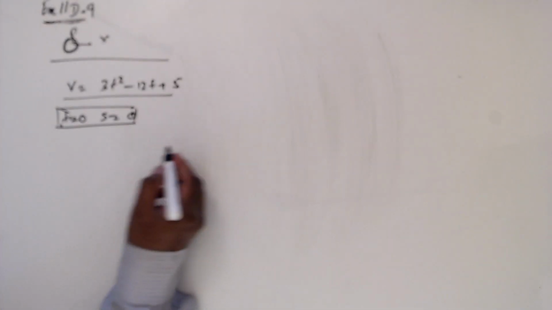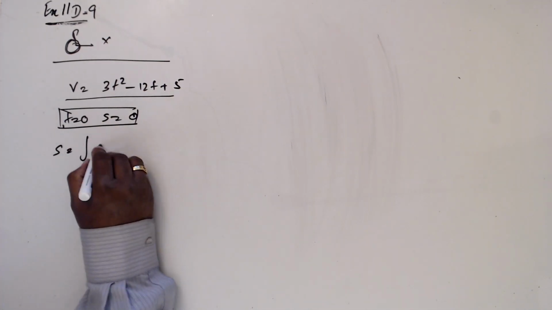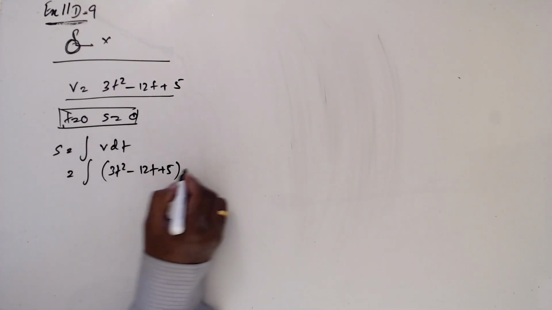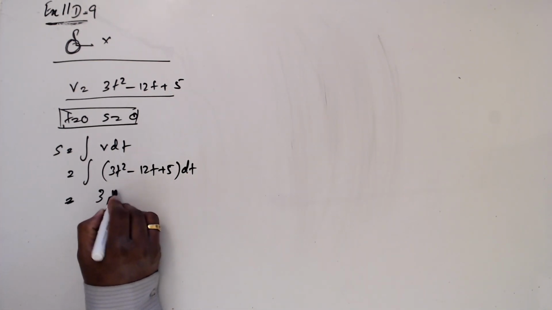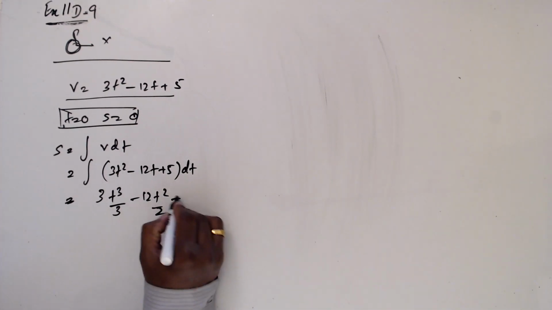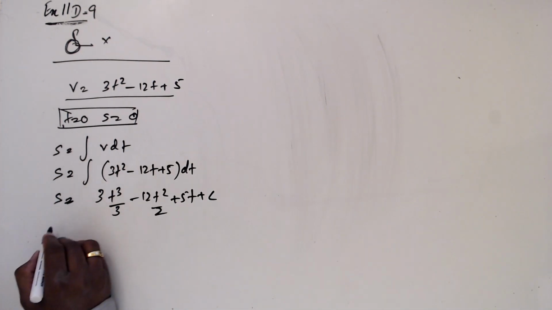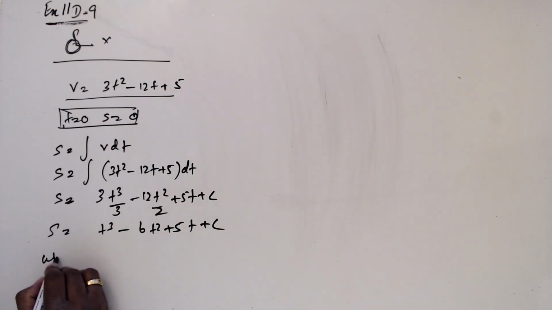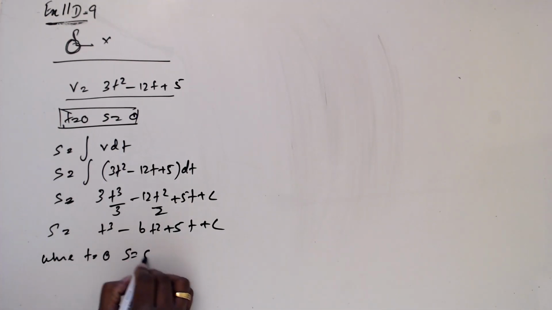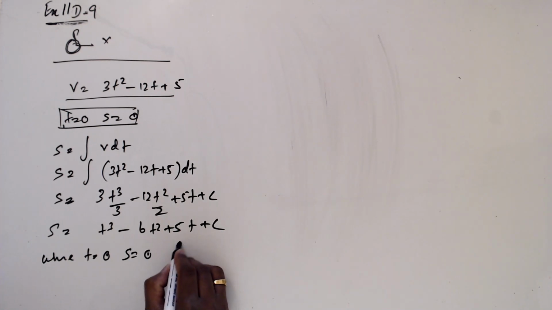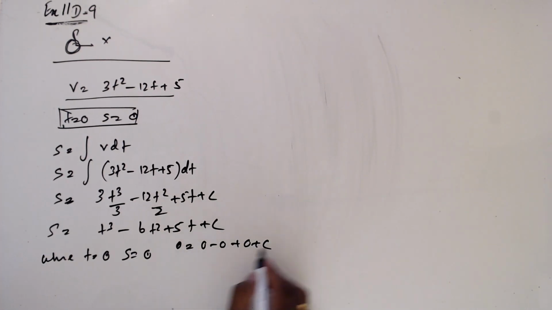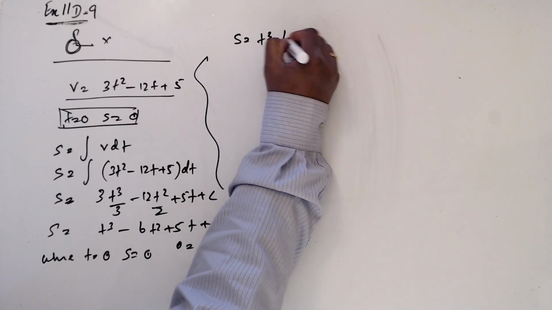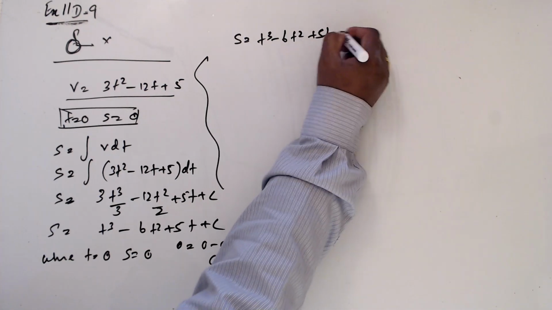So we need to get the displacement relationship. So s equals the integral of v dt. The integral of 3t squared minus 12t plus 5 times dt. So this is going to be 3t cubed over 3 minus 12t squared over 2 plus 5t plus c, that is s, and this is t cubed minus 6t squared plus 5t plus c. When t equals 0, s equals 0 given, so 0 equals 0 minus 0 plus 0 plus c, so c equals 0, and so s equals t cubed minus 6t squared plus 5t.